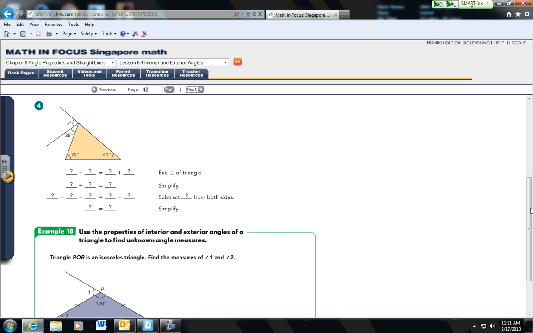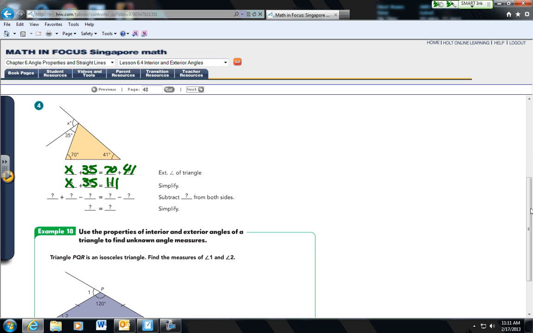We know that x plus the 35 has to equal 70 plus the 41. Again, the x and the 35 together are the exterior angle up there, and then it has to be equal to the sum of the opposite interior angles. So now we combine all of our like terms. X plus 35 will stay. We add the 70 plus the 41, and we get 111.